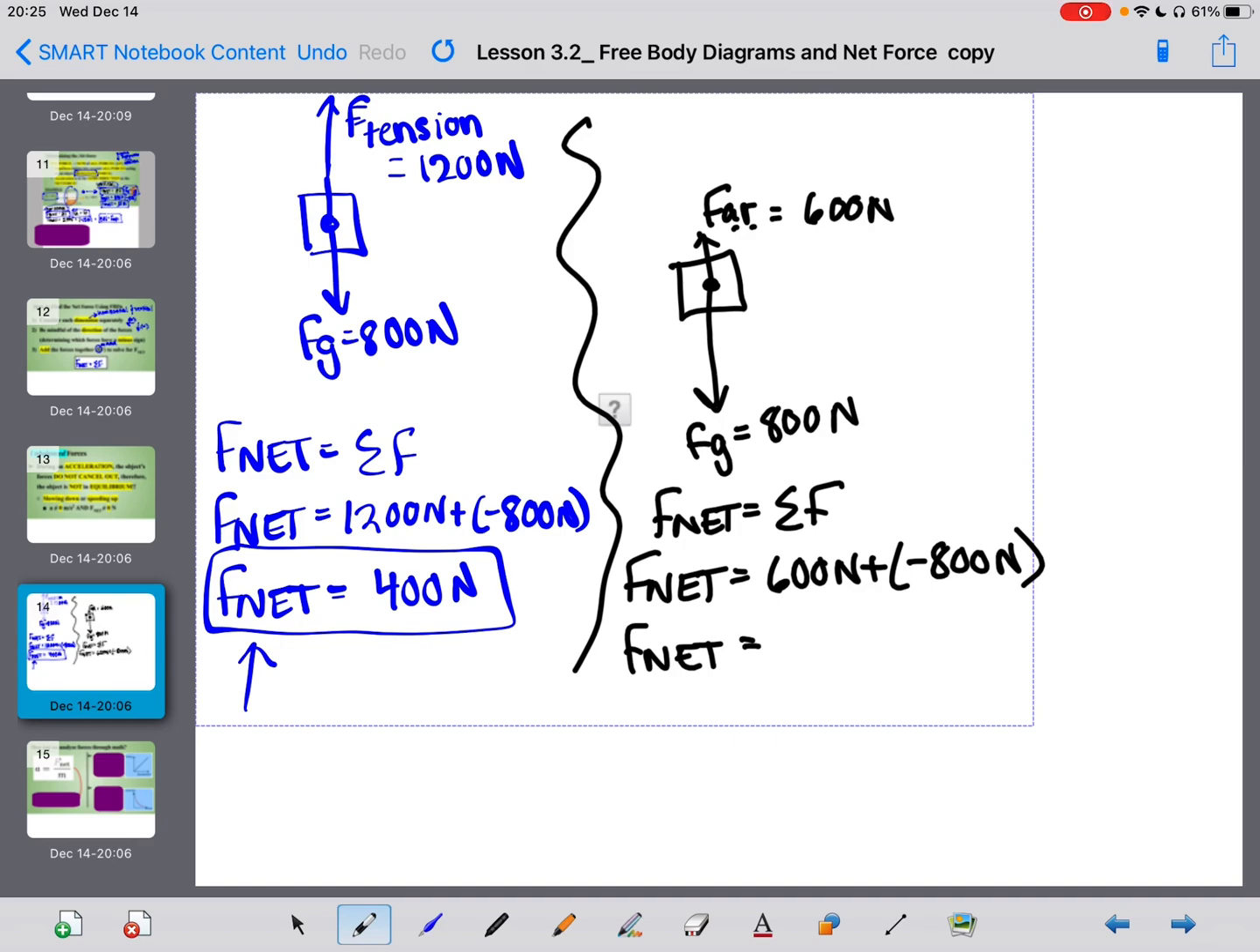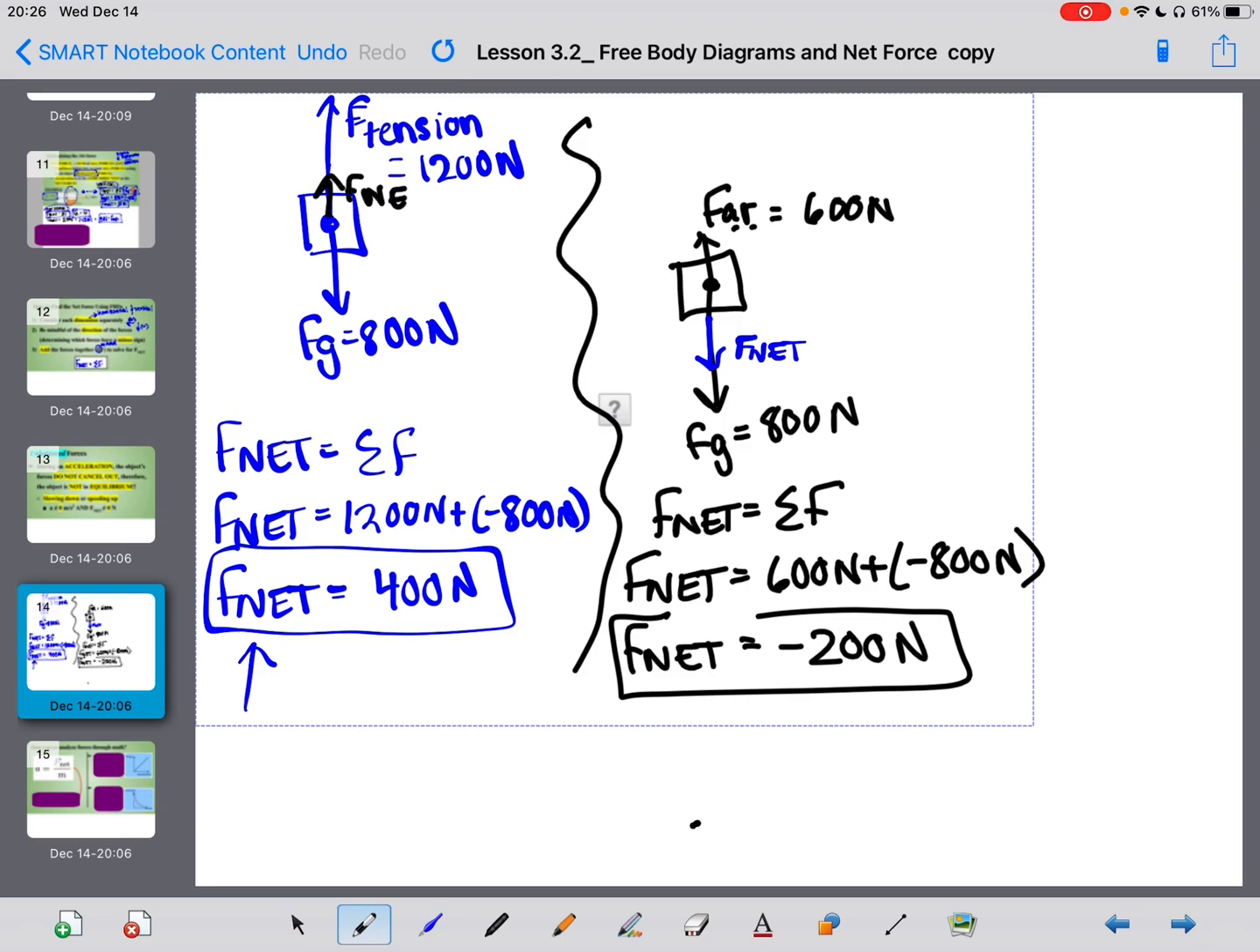So we'd say the net force is negative 200 newtons, meaning that the net force, if I was going to draw it, would look something like this. F net would point downwards, and I'll do the same thing up here. F net equals 200 newtons.